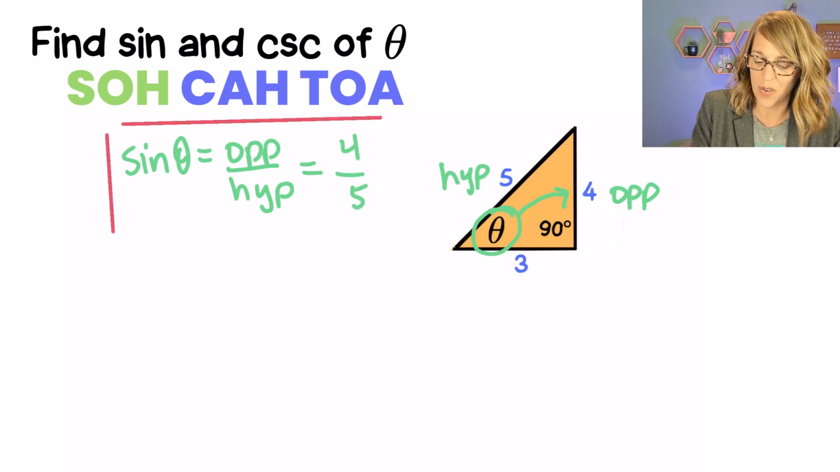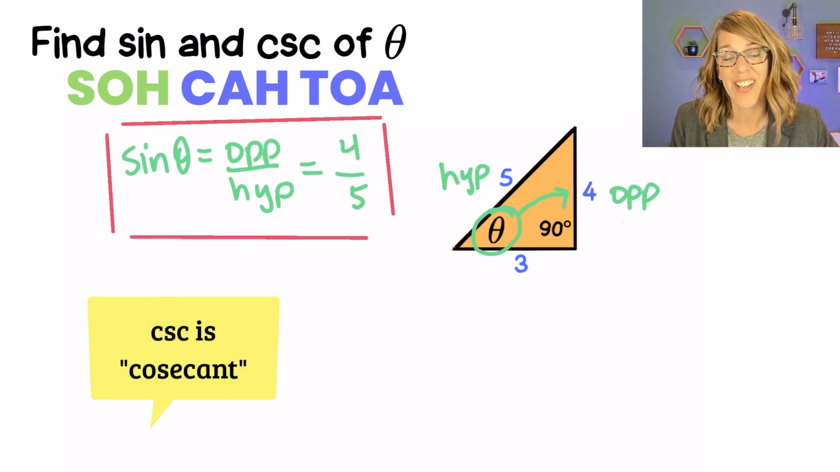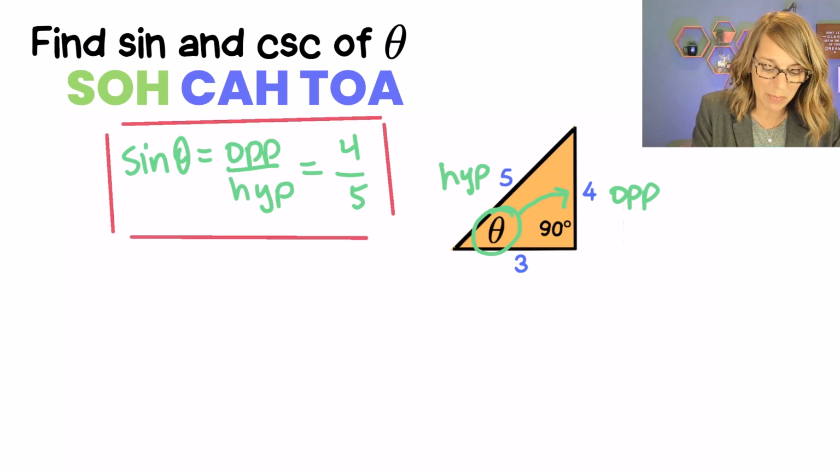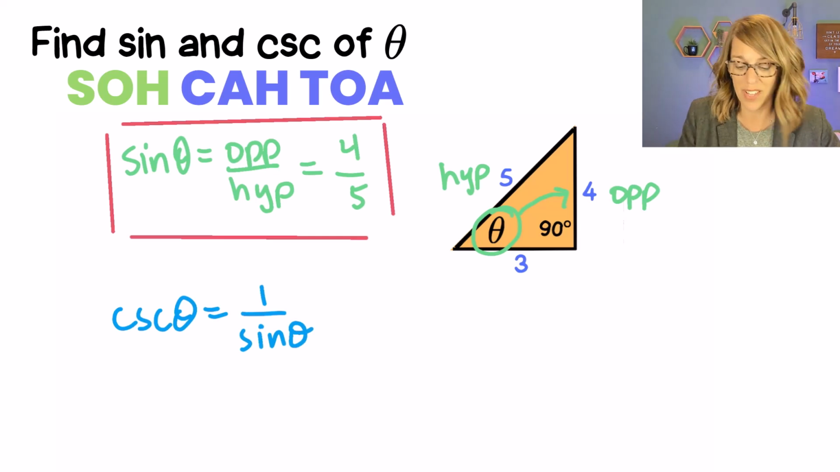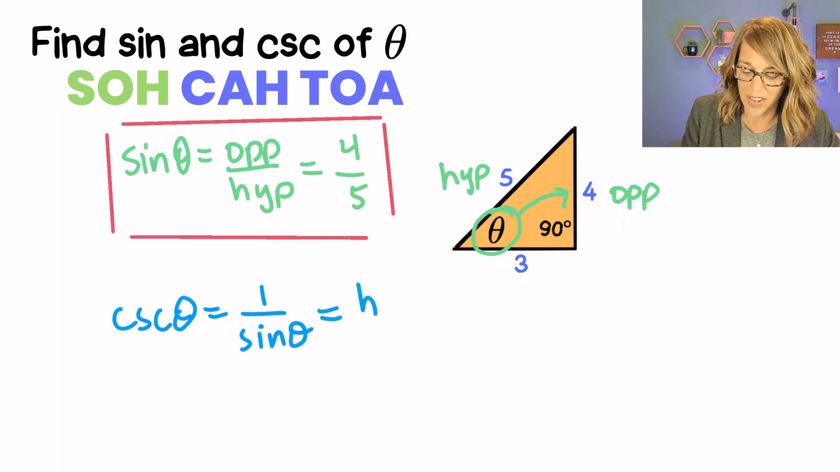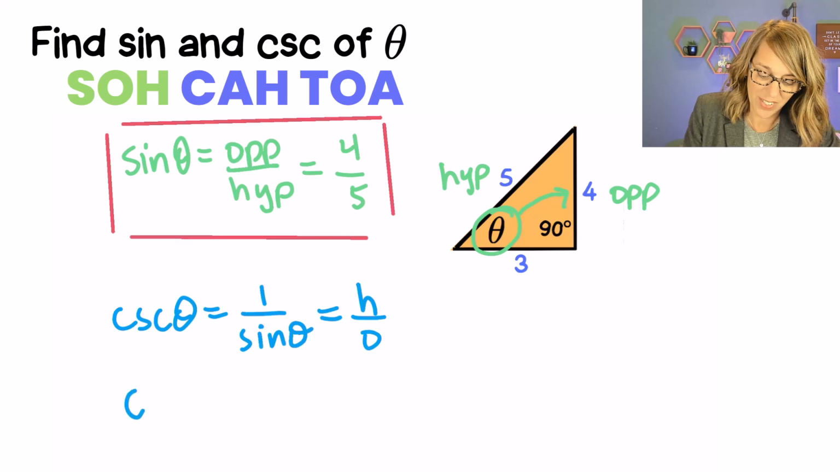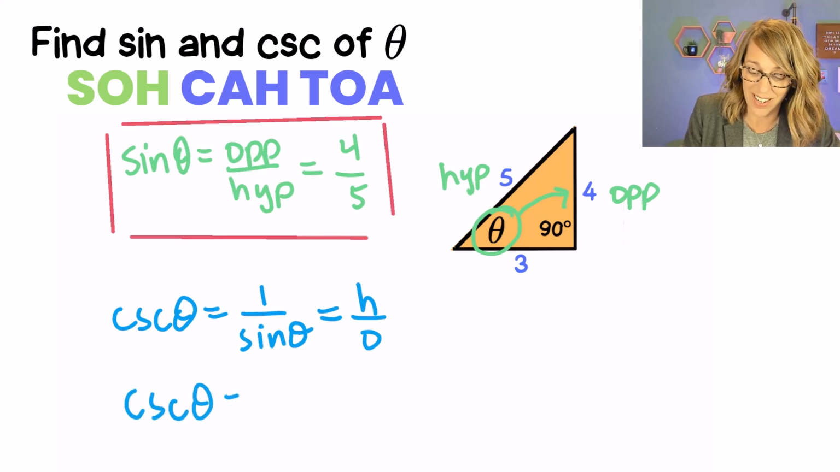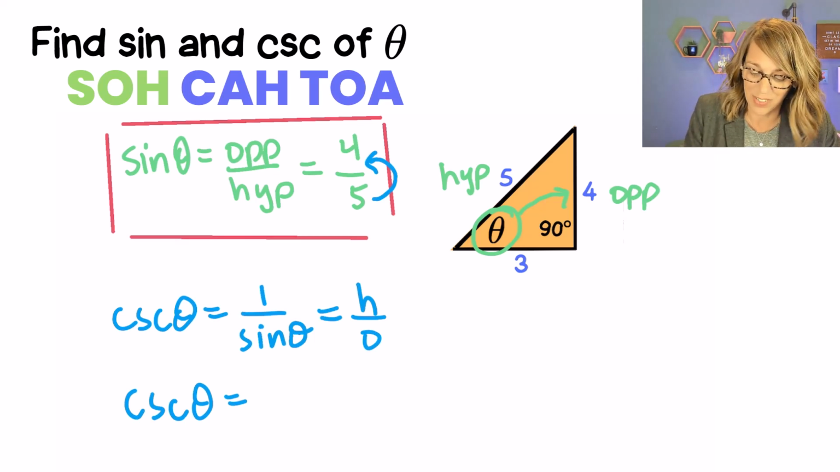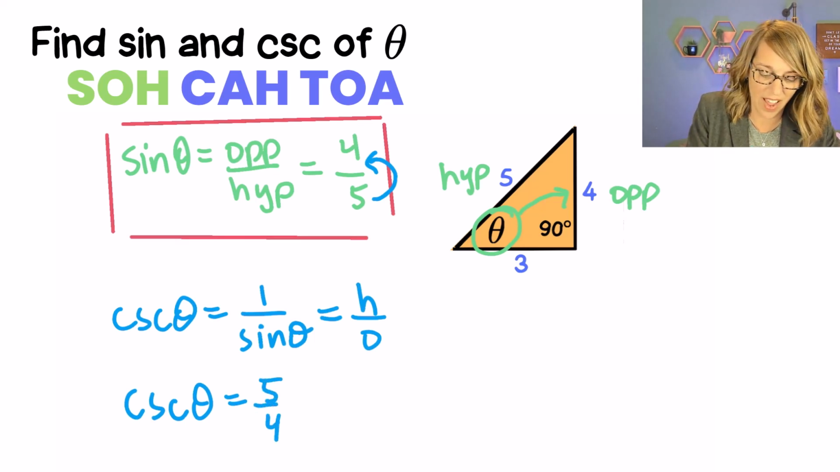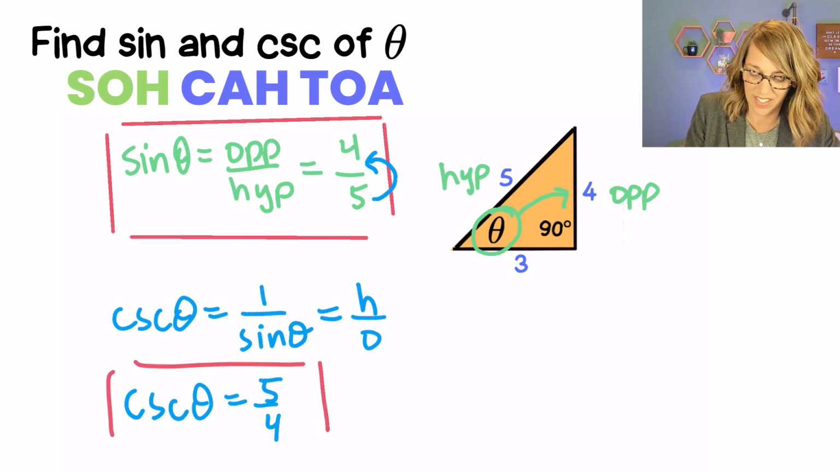Now I can also find our cosecant. Cosecant is the reciprocal, so I'm going to end up flipping what I've got. So the cosecant of theta is equal to 1 over the sine of theta. This means reciprocal, so I really want hypotenuse over opposite. So that tells me that the cosecant of theta, I can actually just take what I found for the sine and take its reciprocal, and that's going to be a 5/4.